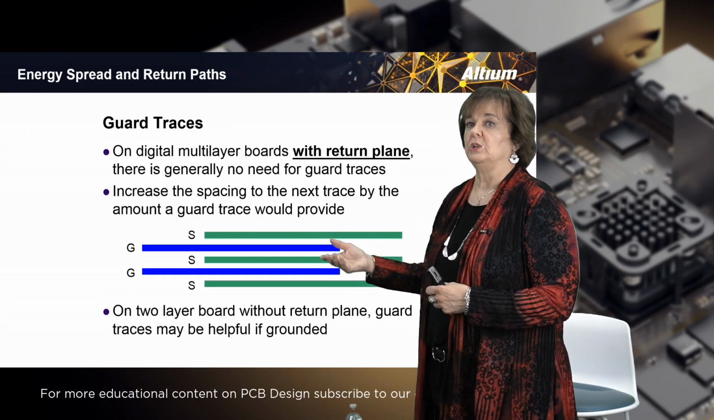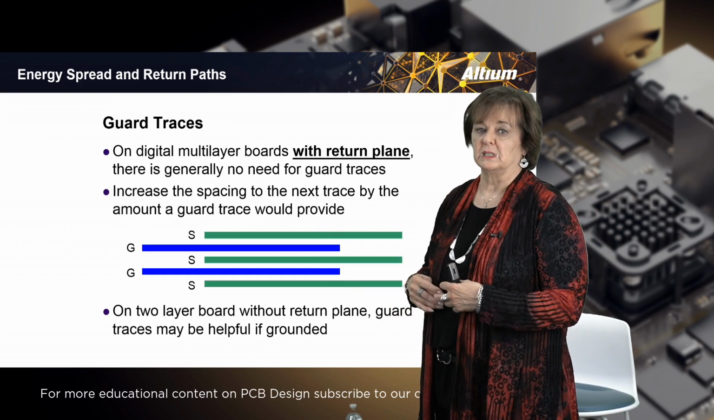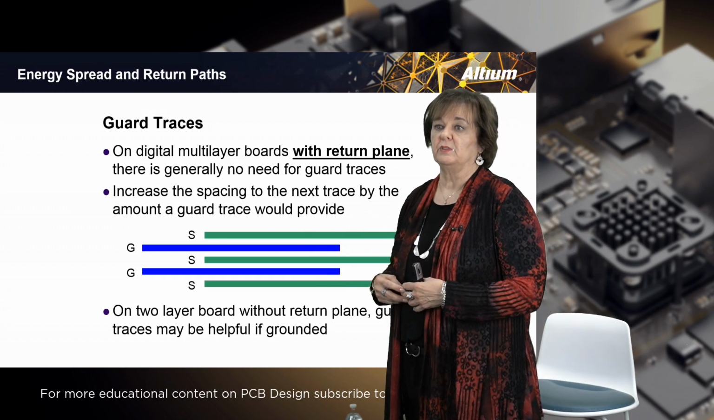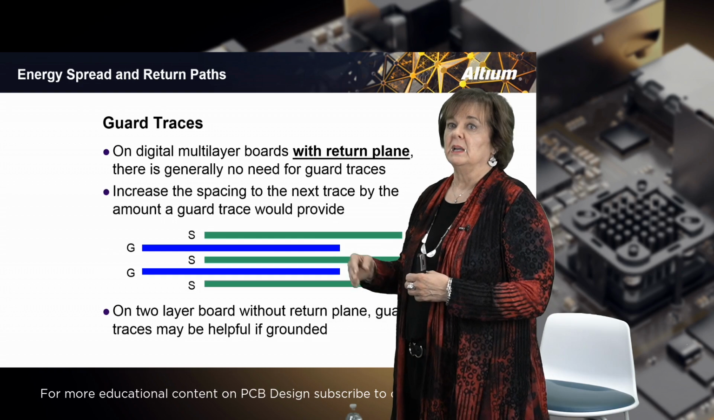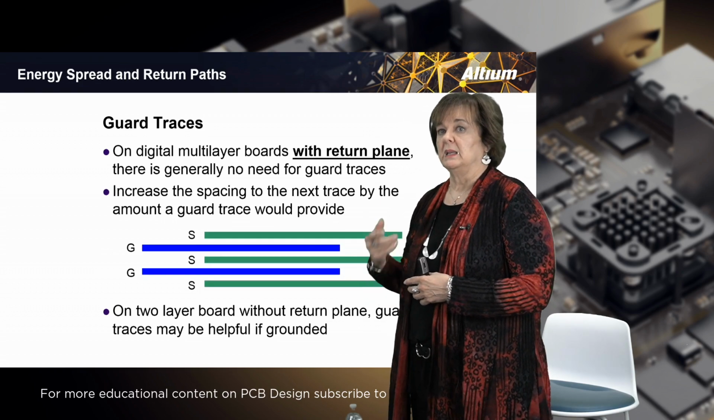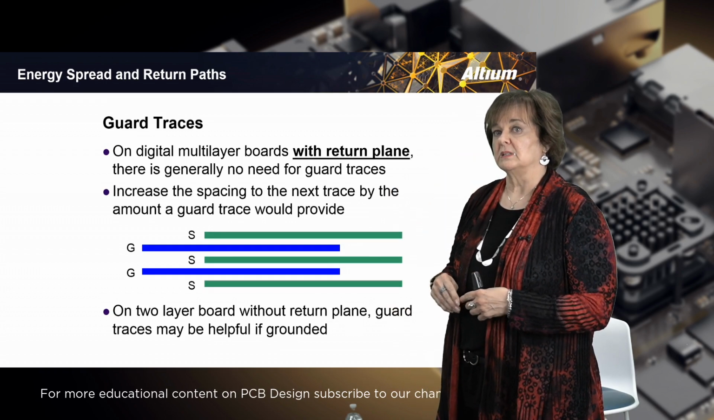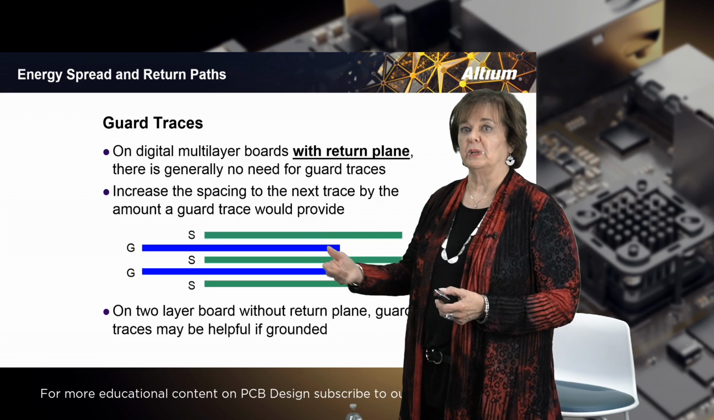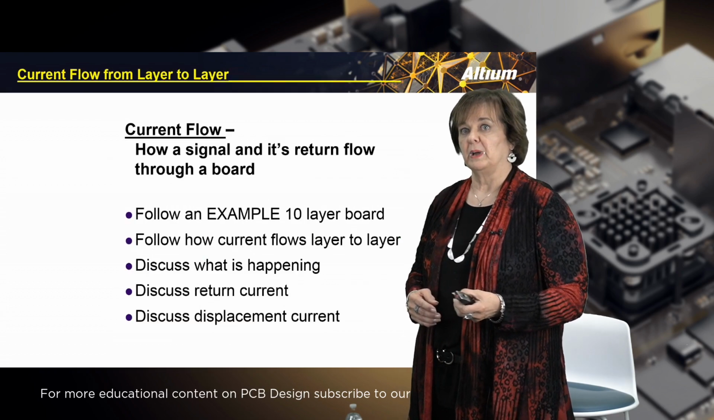But you don't want to necessarily put in ground traces between signals on a multi-layer board, because if you have set up your stackup properly, the signal is going to return on the closest plane, which would be 1 layer away, and it's not going to return on that ground trace, so it doesn't really matter that it's there. It only serves to separate it from the other traces that are nearby.